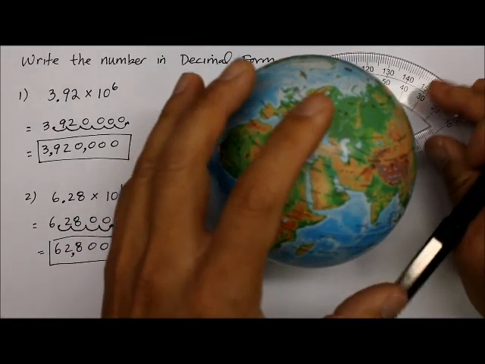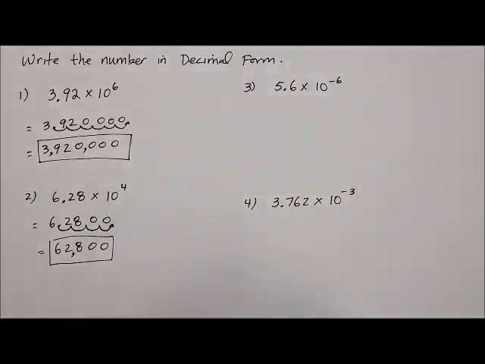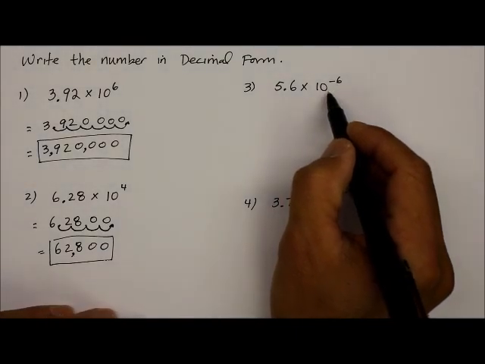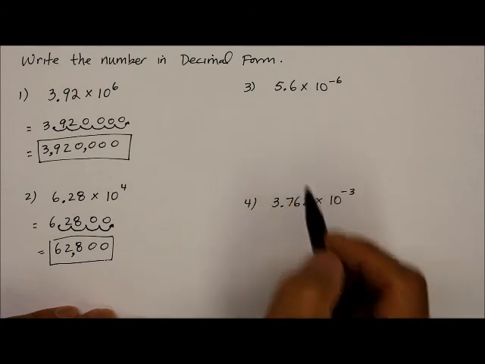Now, let's look at what if the exponent is negative? Well, you already figured that out, didn't you? So let me show you number 3. Then you could try the 4 on your own.